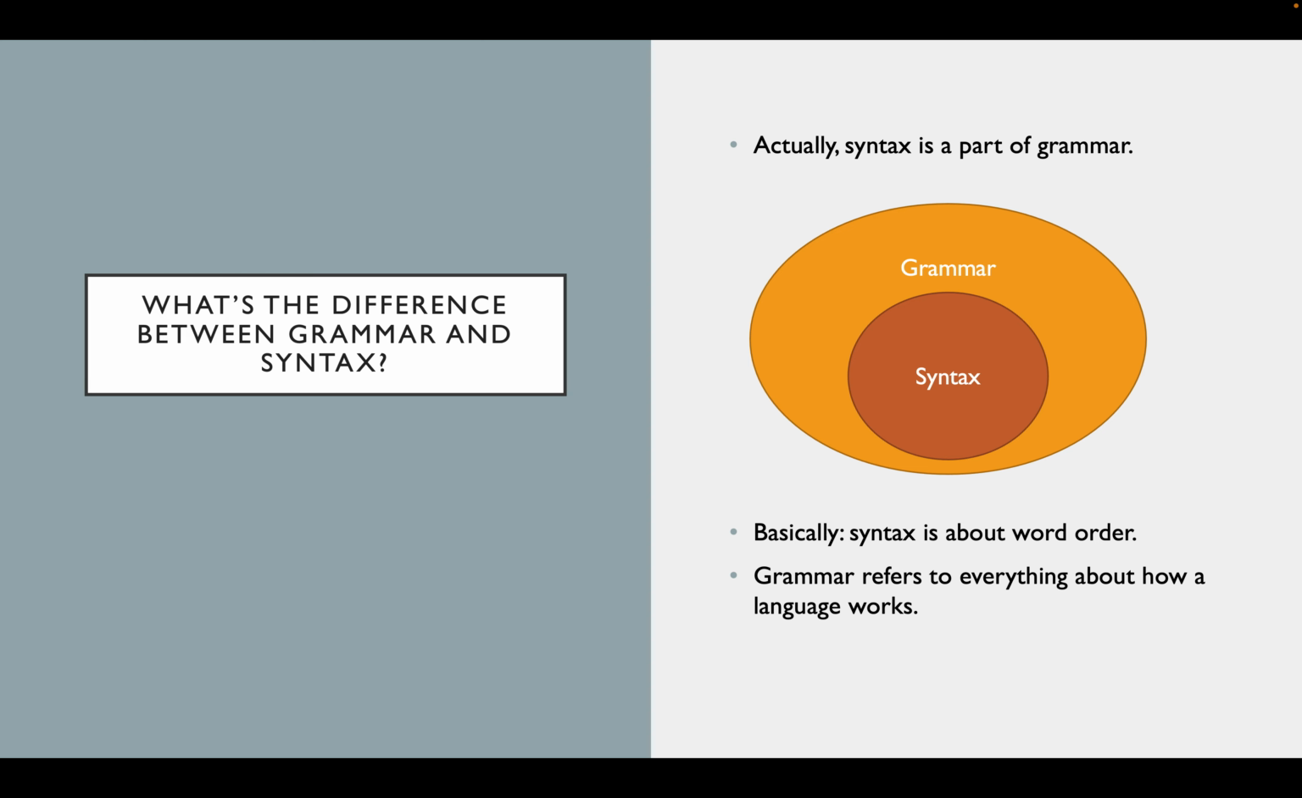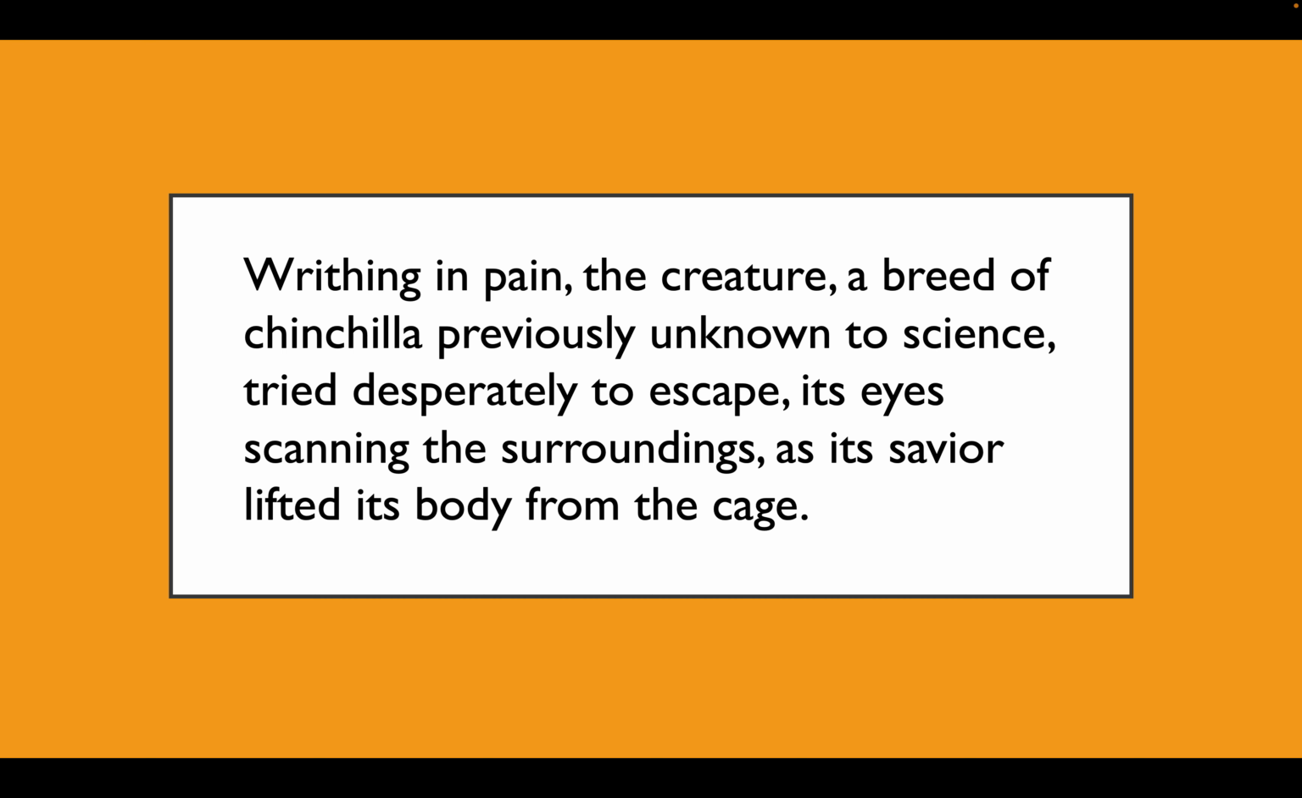Now, to delve into a few other terms that we can use when talking about syntax, I like to use this sentence right here. Writhing in pain, the creature, a breed of chinchilla, previously unknown to science, tried desperately to escape, its eyes scanning the surroundings as its savior lifted its body from the cage. Fun sentence. I had a lot of fun writing that.